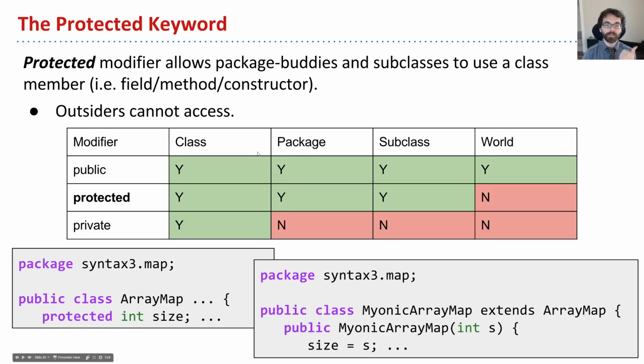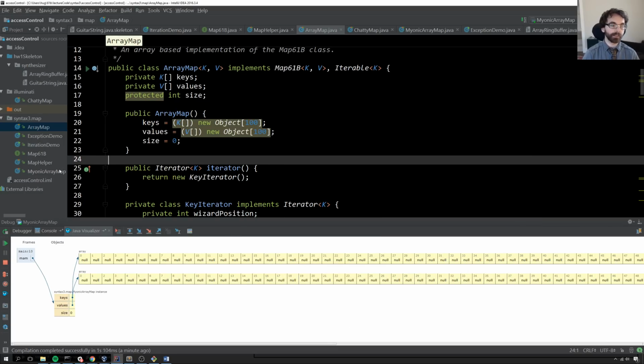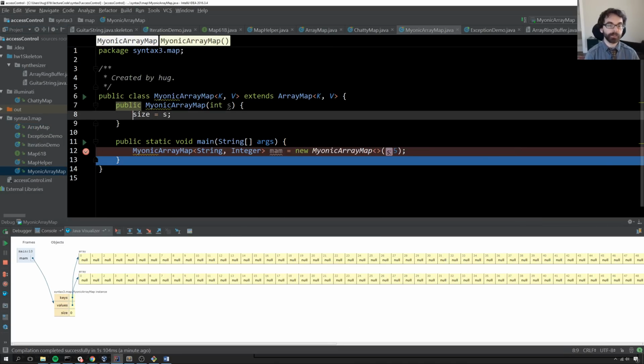If you are part of the same class, or you're part of the same package, or you're part of the same subclass, you may access this item. And so in this case, the Maionic array map is able to use this size field. And if we were to rerun this, in fact, let's do it. So now if we take this away, we'll see it compiles just fine.